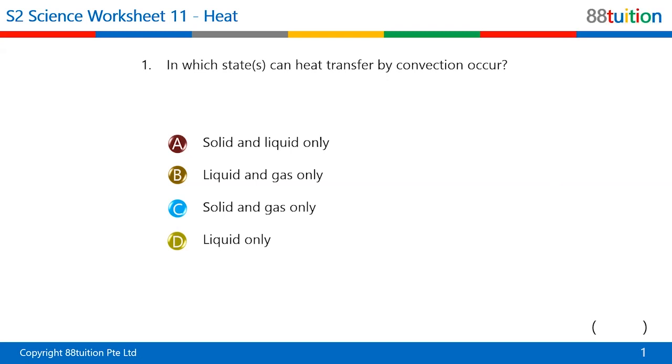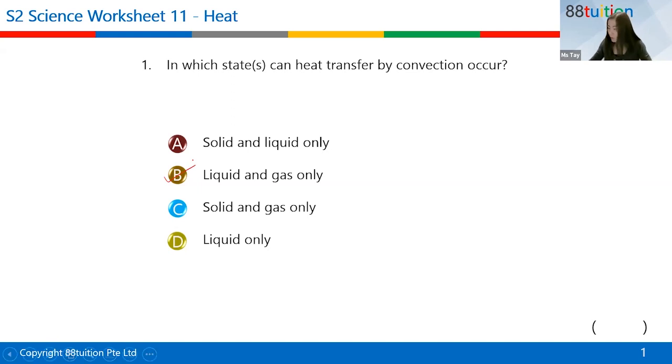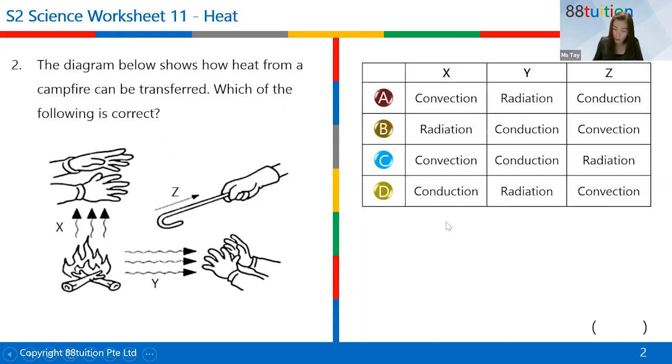Well, okay. So for this particular one, it is very straightforward. We know that convection actually takes place in liquid and gas. None of you got this wrong, so I wouldn't be spending time to explain. Convection can only take place in liquids and gases because the particles can move. Now, question 2. This one also no problem.